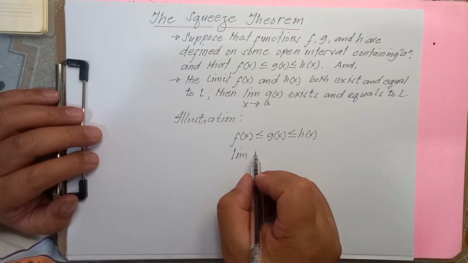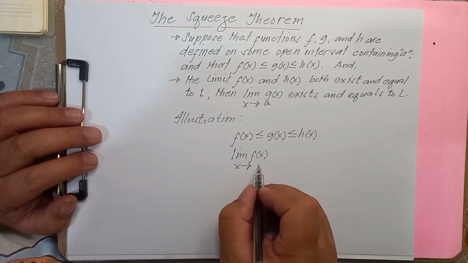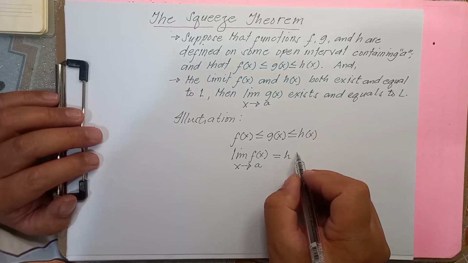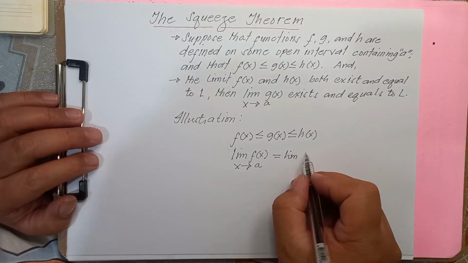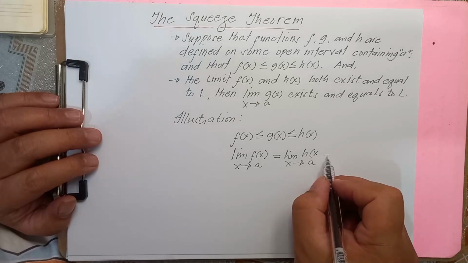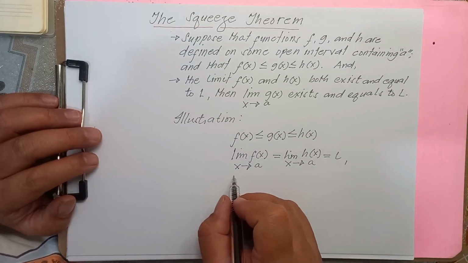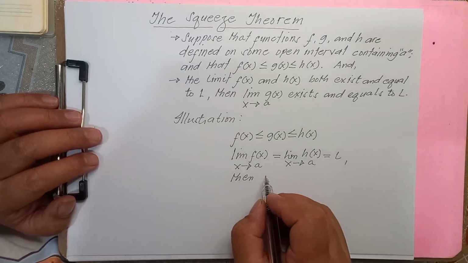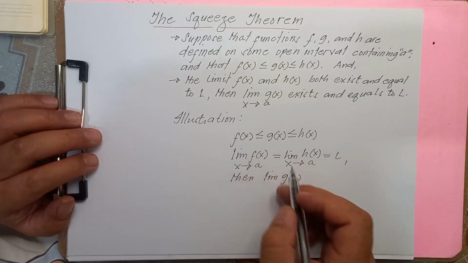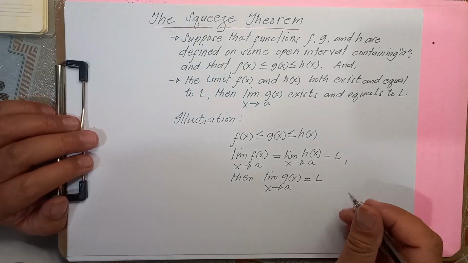the limit of f of x as x approaches a is equal to the limit of h of x as x is approaching a, and the result is L, then we can also say that the limit of g of x as x is approaching a is also equal to L.